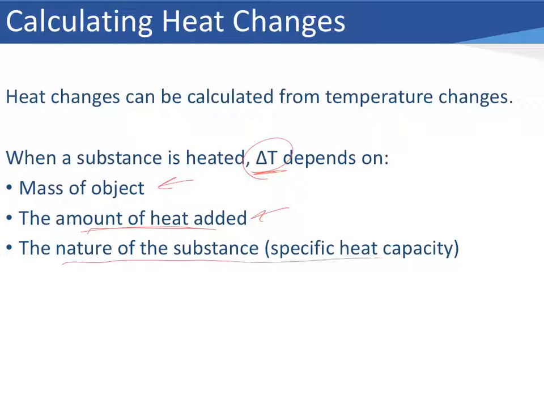But it also depends on the nature of the substance. And this idea is called specific heat capacity, because some substances heat up faster than others, even under the same conditions, where the mass of the object is the same and where the amount of heat added is the same. So specific heat capacity is something we'll need to understand.